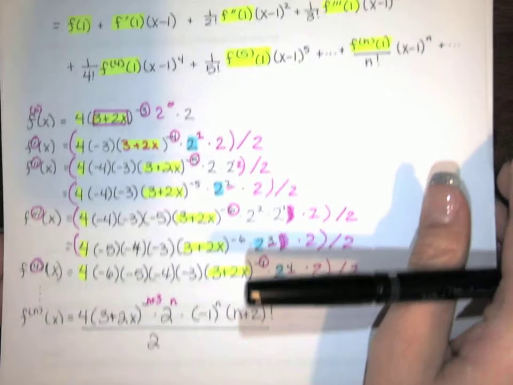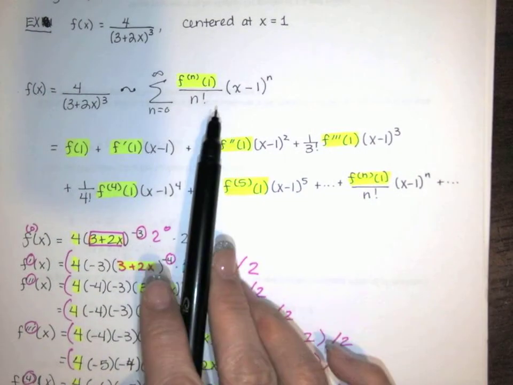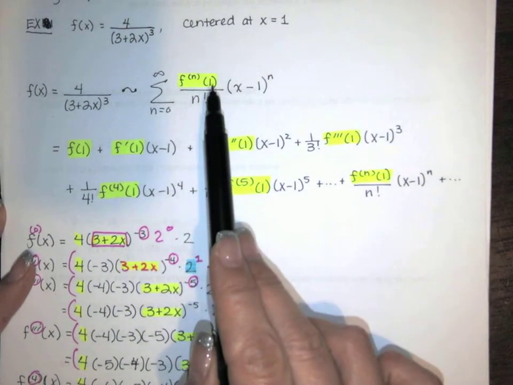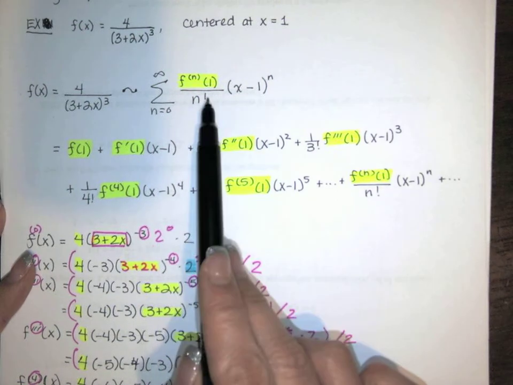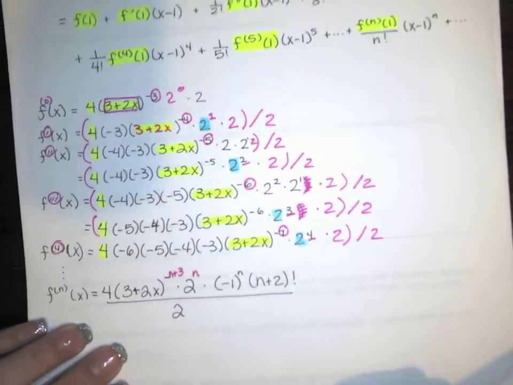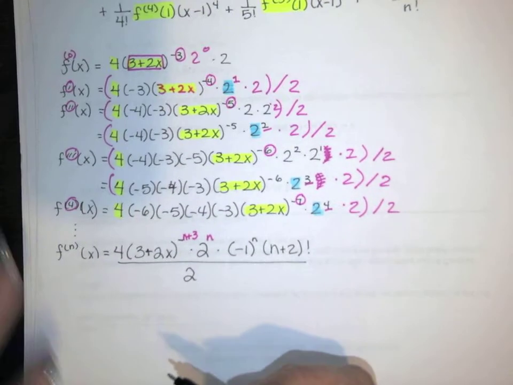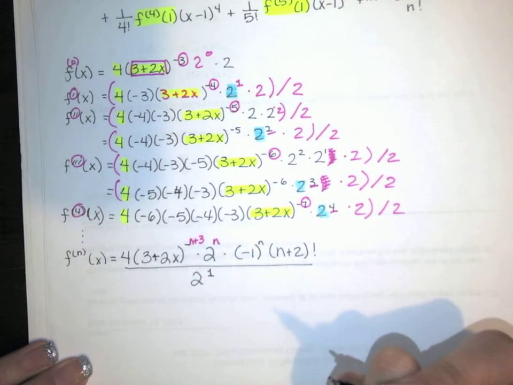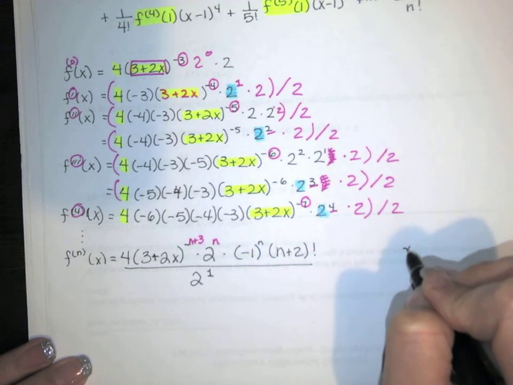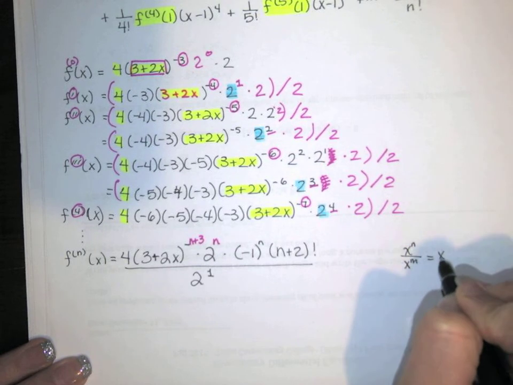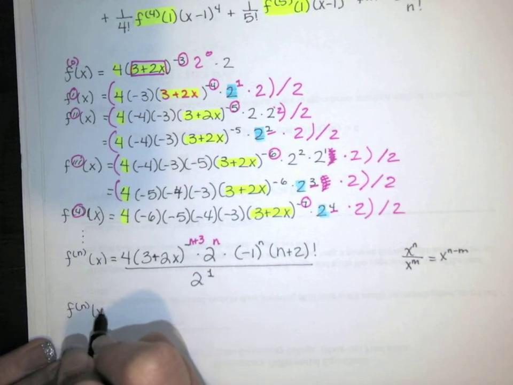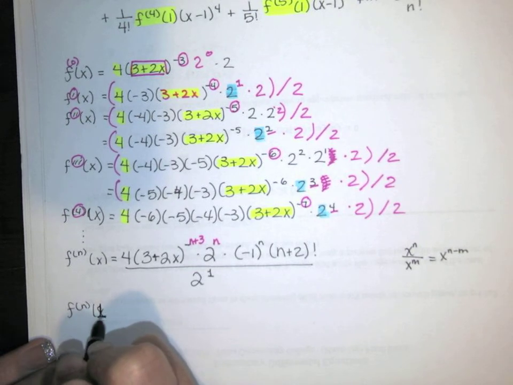Now, remember what we're trying to do. The goal is to find this Taylor series. So what we really need is not the nth derivative evaluated at x. We need the nth derivative evaluated at 1. And then we're going to substitute that in and simplify, and that will be the Taylor series for this function. So let's evaluate this at x equals 1. And we can also simplify a little bit, that 2 to the n over 2 to the first. Because of this property, we can subtract the exponents. Oops, I want to evaluate this at x equals 1.